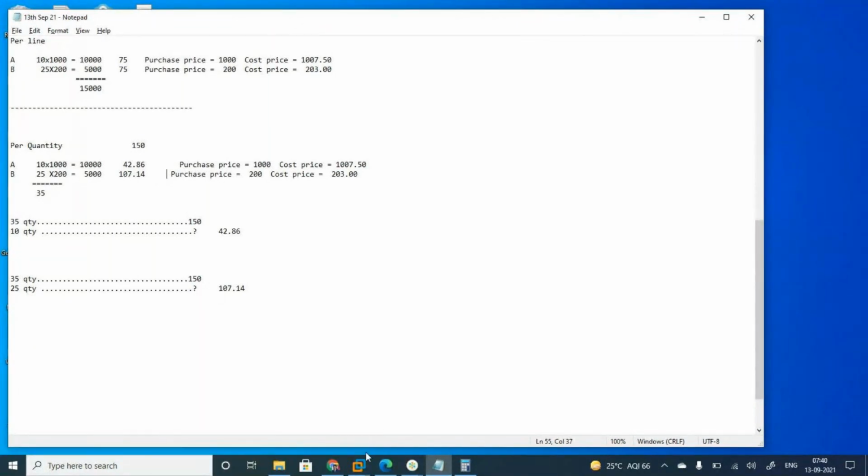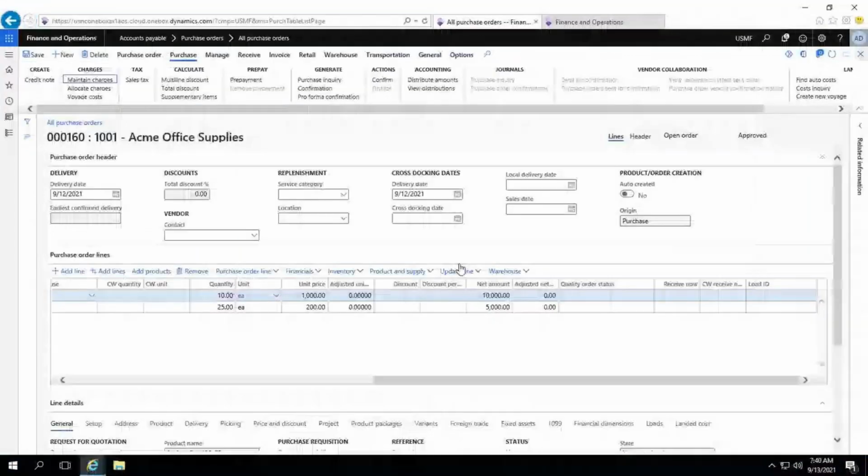This is another method based on the quantity. That is also available in the system. Let me show you quickly. Let me enter maintain charges once again. Once it is allocated, it will not be there at the header level, it will be split into line levels. That you know already.